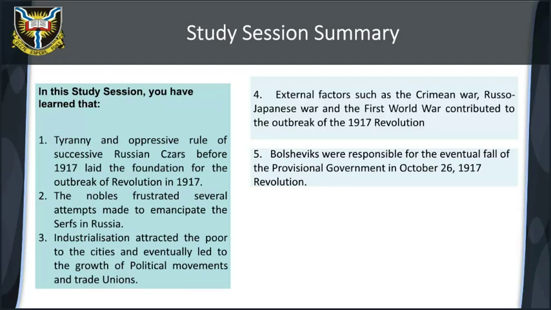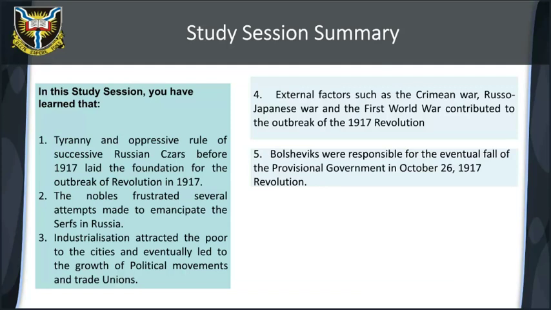Study section summary. In this study section, you have learned that: 1. Tyranny and oppressive rule of successive Russian Tsars before 1917 laid the foundation for the outbreak of revolution in 1917. 2. The nobles frustrated several attempts made to emancipate the serfs in Russia. 3. Industrialization attracted the poor to the cities and eventually led to the growth of political movements and trade unions.